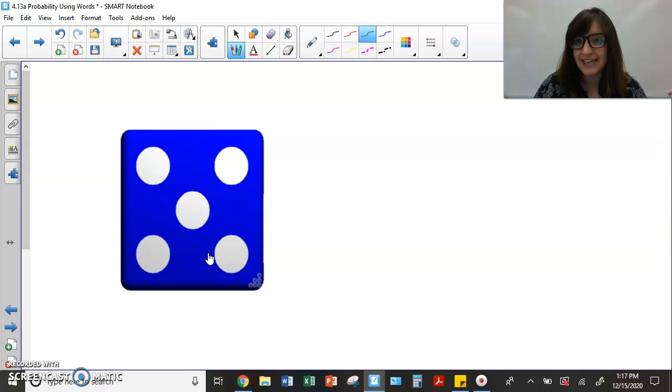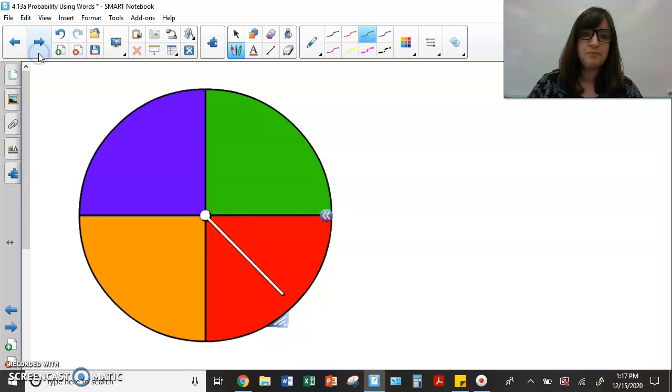It's more likely that I would land on the number 4 or 5 than it is that I would land on the number 2, if I'm combining 4 and 5 together. So you'll see dice sometimes in probability problems. So these can be used to represent, and you can use words to represent those.